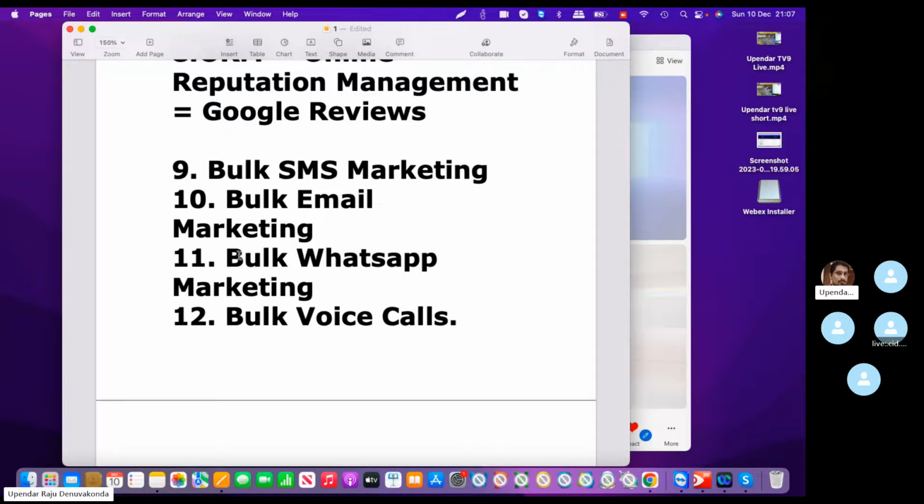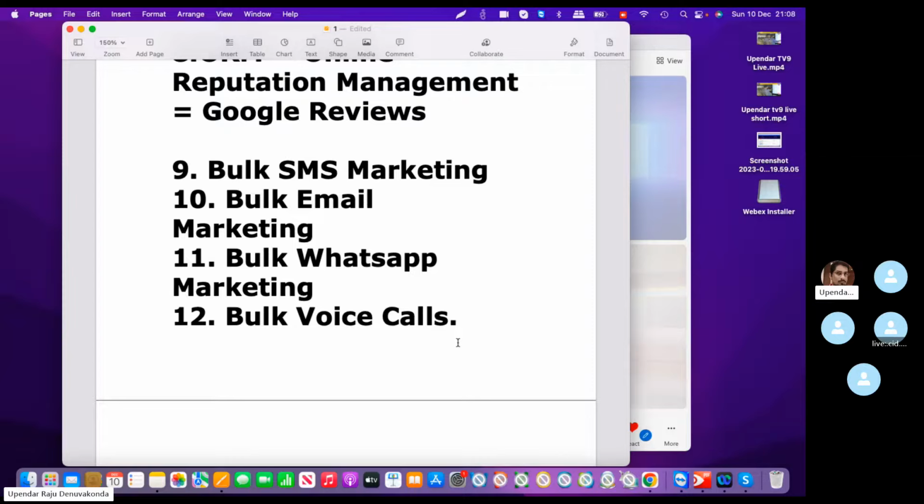So that's the most important. You should learn how to do bulk SMS, bulk email, bulk WhatsApp, and bulk voice calls. I hope it is clear. Going forward, you will be learning all these things, but try to understand here: these four help you re-engage with your existing customers, and from them you can increase your revenue and your profit.